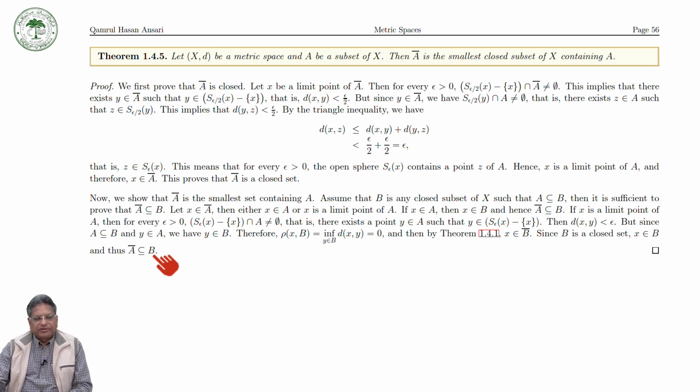So this way we can prove that the closure of a set is the smallest closed subset which contains that set.